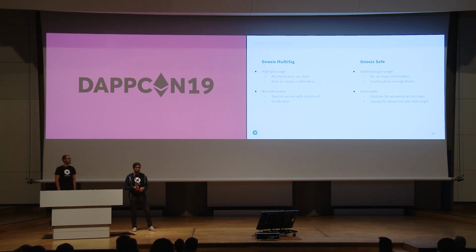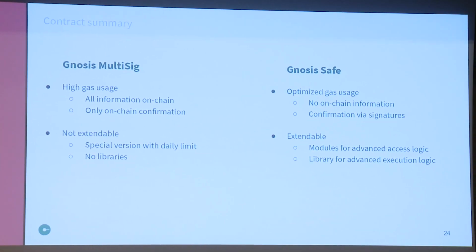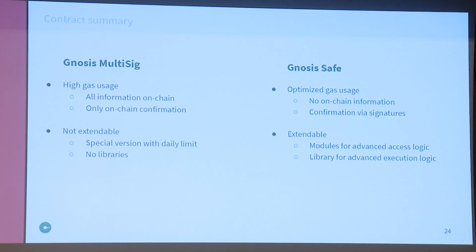Also, the Gnosis multisig was not extendable. If you wanted to extend logic, you always had to write a new contract extending from the base contract just to introduce new functionality, and it was not possible to use a delegate call to pull in new execution logic. On the other side, the Gnosis Safe was written with the purpose of being extendable. We had the two ways that I presented: modules to extend the access logic, and libraries to extend the execution logic.